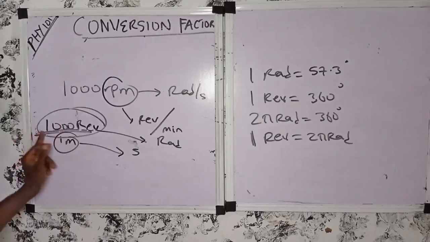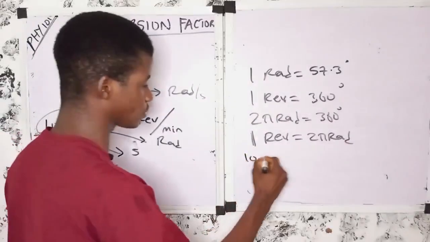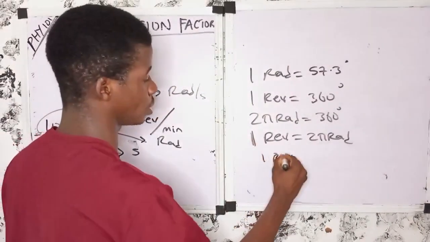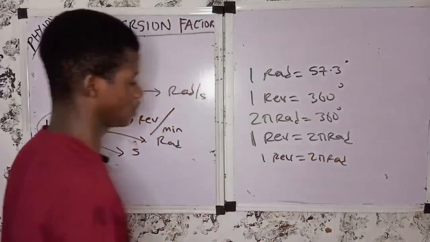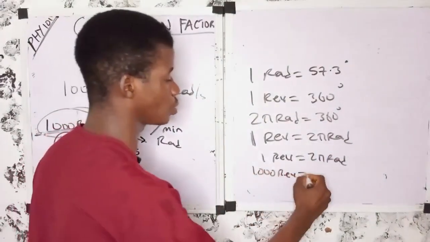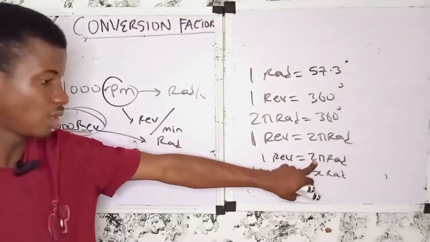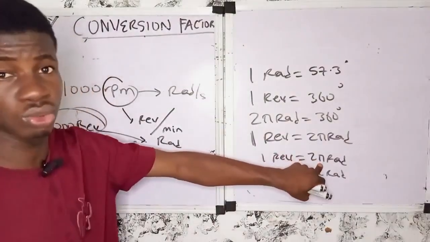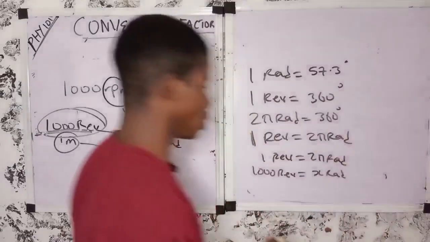So we need to convert this 1000 revolutions to radians. We will say, if 1 revolution is equal to 2 pi radians, then 1000 revolutions will be equal to x radians. Now, don't forget about this 2 pi. Okay, don't forget about it. 2 pi is 2 times 3.142. Don't just leave it like this.